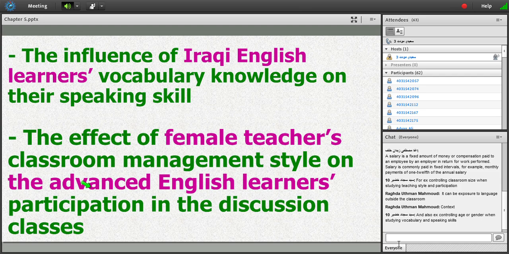Look here, if I do not control the gender of the teacher, maybe the gender of the teacher can influence their classroom management style, and maybe the gender of the teacher influences the students' participation in the class. So the participation of the students in the discussion class is not just influenced by the classroom management style. So my research is not reliable. My research is not valid. So in order to have valid and reliable research, we need to control variables.